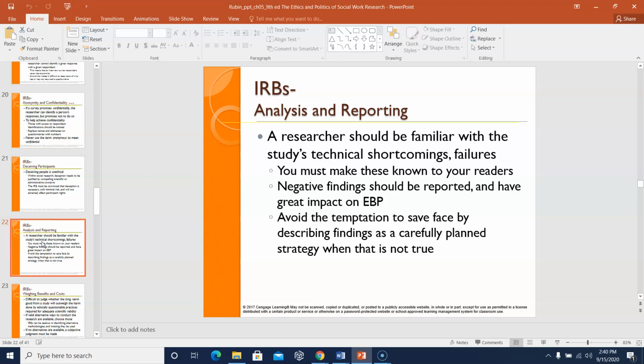The analysis and reporting should be public. Everything should be for the purpose of the betterment of humanity, the beneficence, right? So it's not supposed to be stored in a lockbox. It's supposed to be shared.